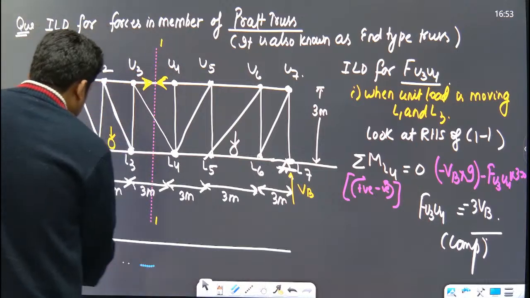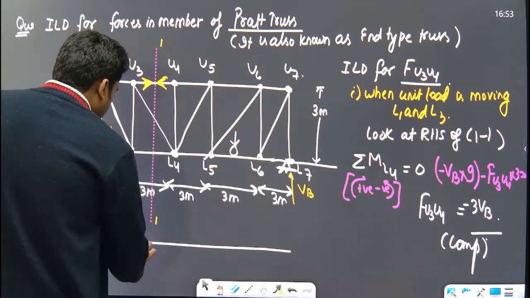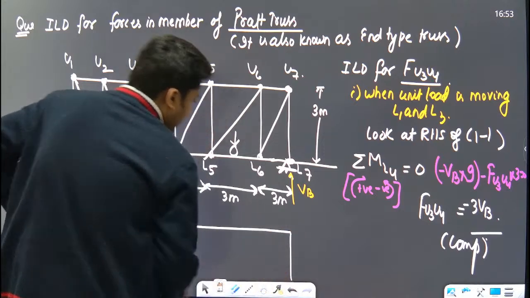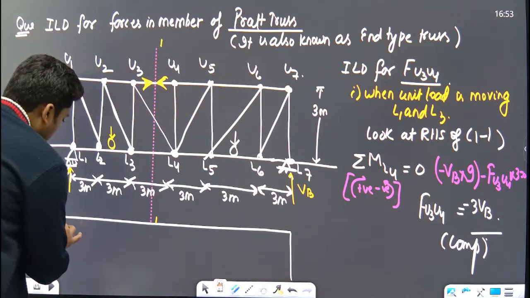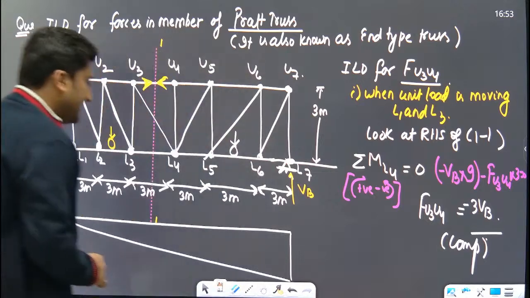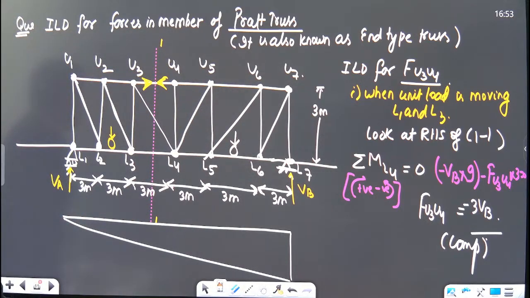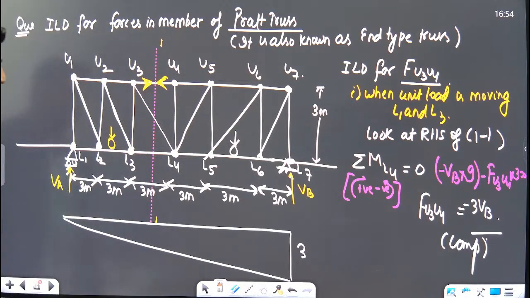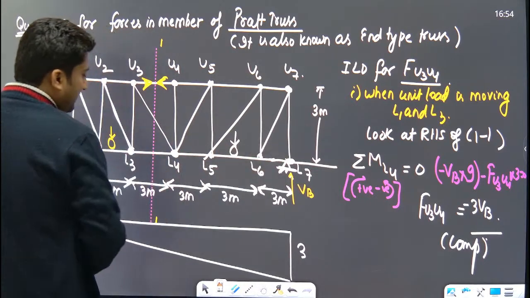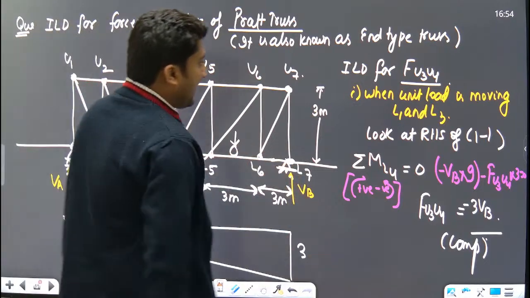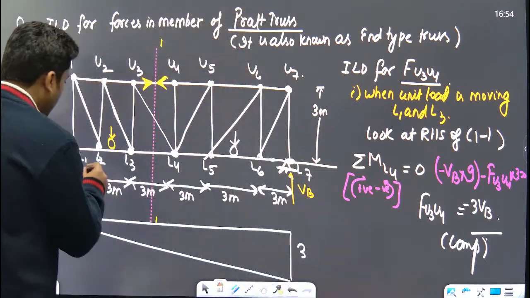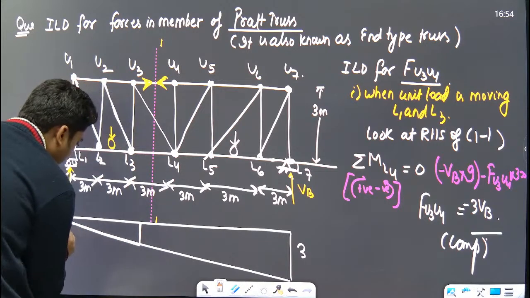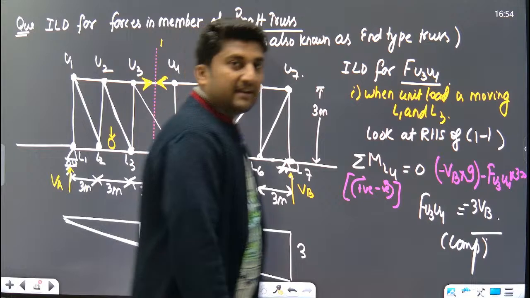3 times of VB means the ILD for VB. Displace the beam by 3 units, and the deflected shape of the beam is the ILD for the reaction. This is 3 units. And consider the portion from L1 and L3. This one, so this is considered. L1 and L3.